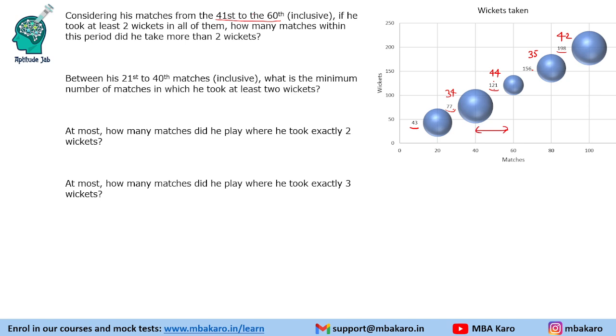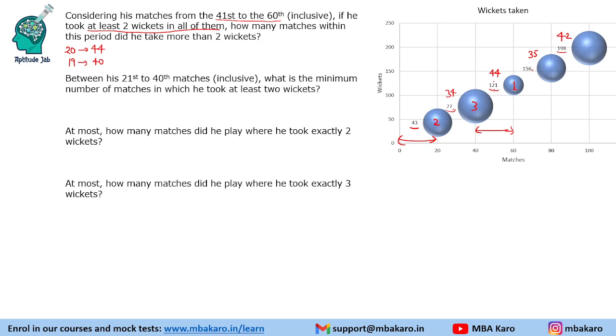Now we are given that from the 41st to 60th, he took at least 2 wickets in all of these matches. Okay. So in the 41st to 60th, there are 20 matches, and he has taken 44 wickets, right? In how many matches has he taken 4 wickets? That is only one time. See, this bubble 2 is for this phase, this is for this phase, this bubble 1 is of this phase. Okay. So he has taken 4 wickets only one time. So that means in 19 matches he has taken a total of 40 wickets.